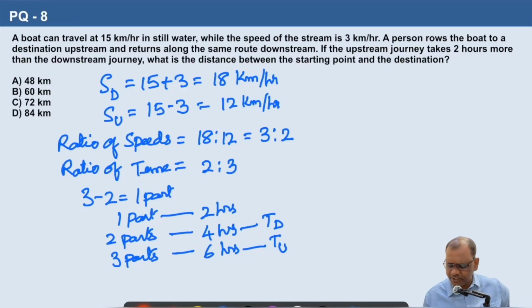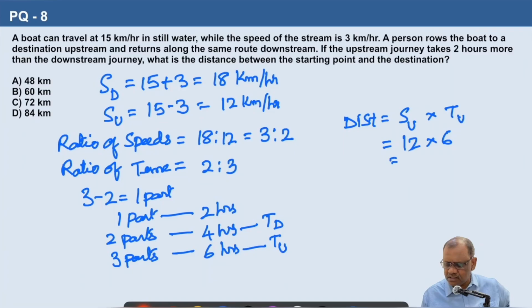So again here also we need to find the distance. Distance is equal to speed into time. Either you can take upstream speed and upstream time, or downstream also you can take. The upstream speed is 12, the upstream time is 6. 12 sixes are 72 kilometers. This is the distance. Or you can also take downstream speed and downstream time.